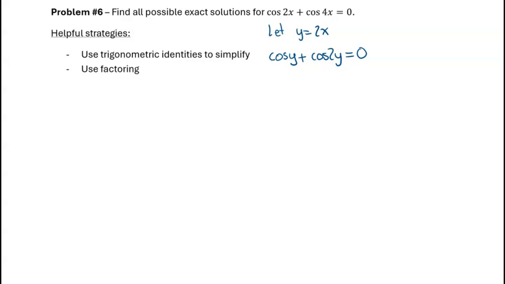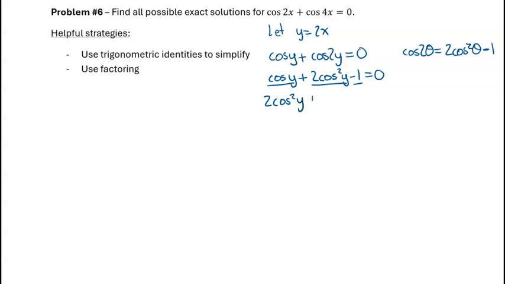Well, one of the double angle identities says that cos of 2 times an angle is equal to 2 cos squared of that angle minus 1. And so we're going to substitute that in for cos 2y. So cos of y plus 2 cos squared of y minus 1 is equal to 0. And so now you'll notice I've got a cos squared term, a cos term, and a non-cos term. And so I'm going to write that in order. So starting with 2 cos squared y plus cos y minus 1 equals 0.